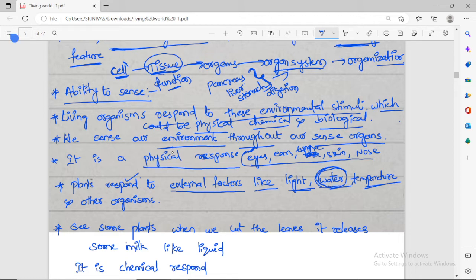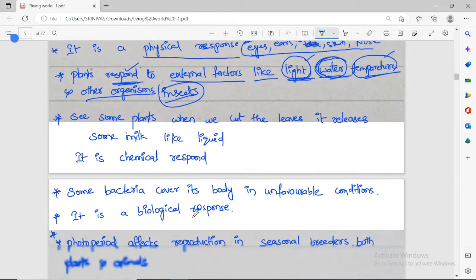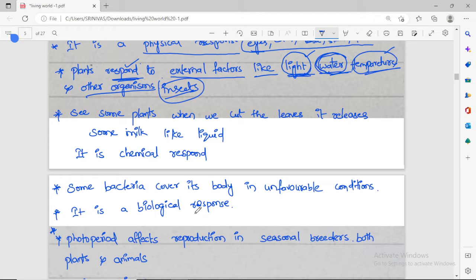And too much light or temperature, what happens? With too much light and heat, the plant will slightly bend. Okay, it is responding to light and temperature. Plants also respond to the environment through external factors. Okay, understood? And other organisms means insects. Next, see some plants. In some plants, what happens?